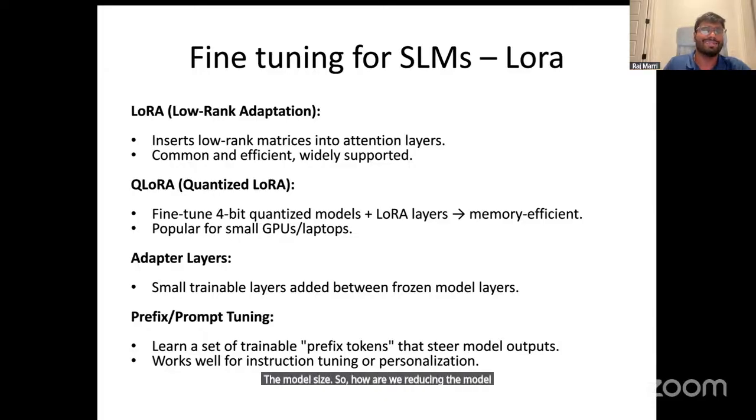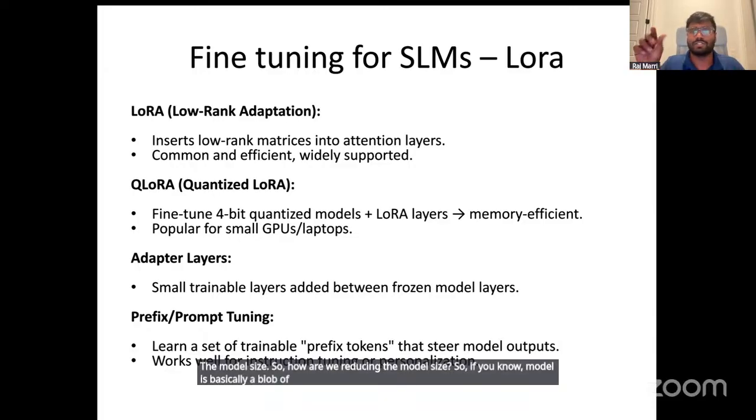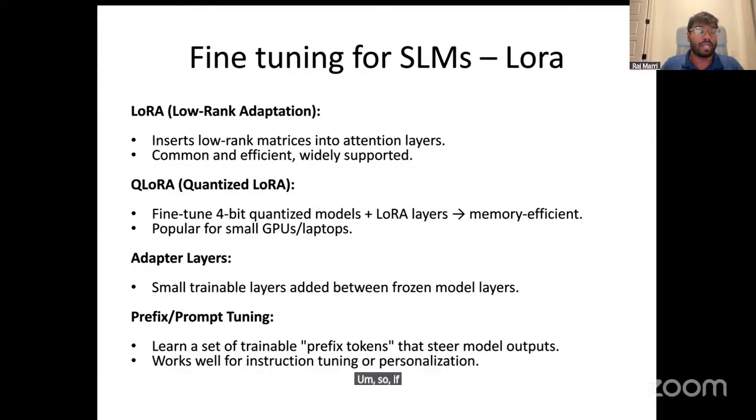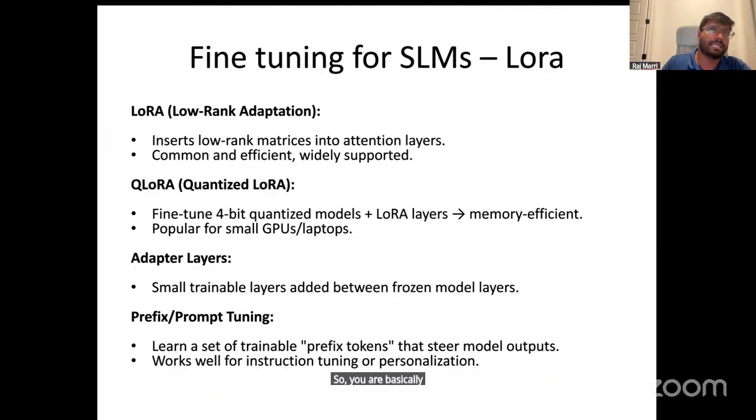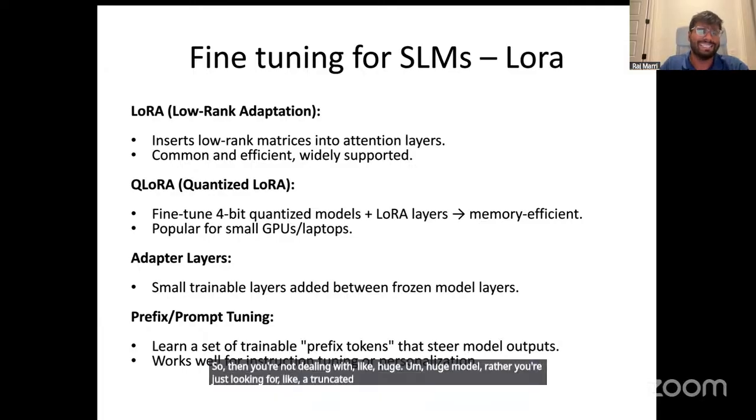If you know, a model is basically a blob of numbers, right? These weights, these knobs that you turn around. Usually these are float 32, a huge number that you probably need to multiply or operate. So you are basically truncating that and making it shorter to just 4 bits. So then you're not dealing with a huge model. Rather, you're just looking for a truncated small number. So now it is easy for you to do fine tuning. You could do operations on it.